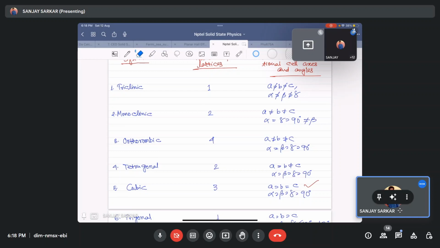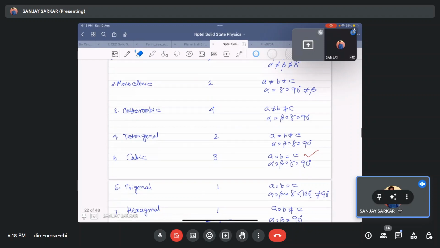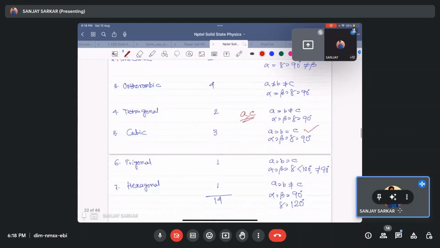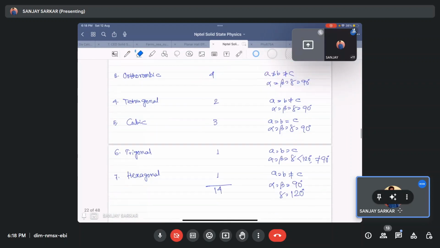So the only option left is option A, which is tetragonal, rhombohedral and hexagonal. You can also see from the table that for the tetragonal lattice, A and B are equal and C is different. So with two parameters, A and C, you can define this lattice. Also for hexagonal, A and B are equal and C is different, so with two parameters A and C you can define this lattice also, and similarly for rhombohedral.